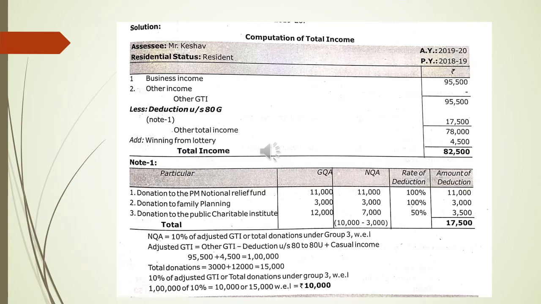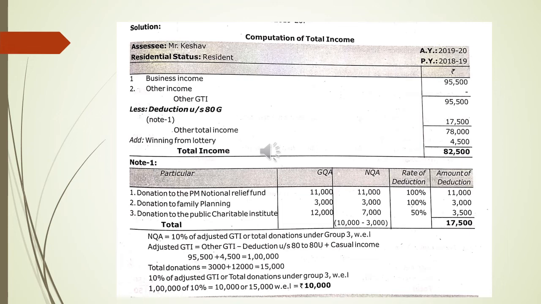Out of this 10,000, first you have to subtract 100% eligible. 100% eligible is 3,000, that is family planning. So 100% you give, and in the amount of deduction column you can see 100% of 3,000 straight away we have taken. So out of 10,000 you have already subtracted 3,000. Out of 10,000, 3,000 towards family planning we have given the deductions. So how much is balancing? 7,000 is left. So this 7,000 will be shown under net qualifying amount column.